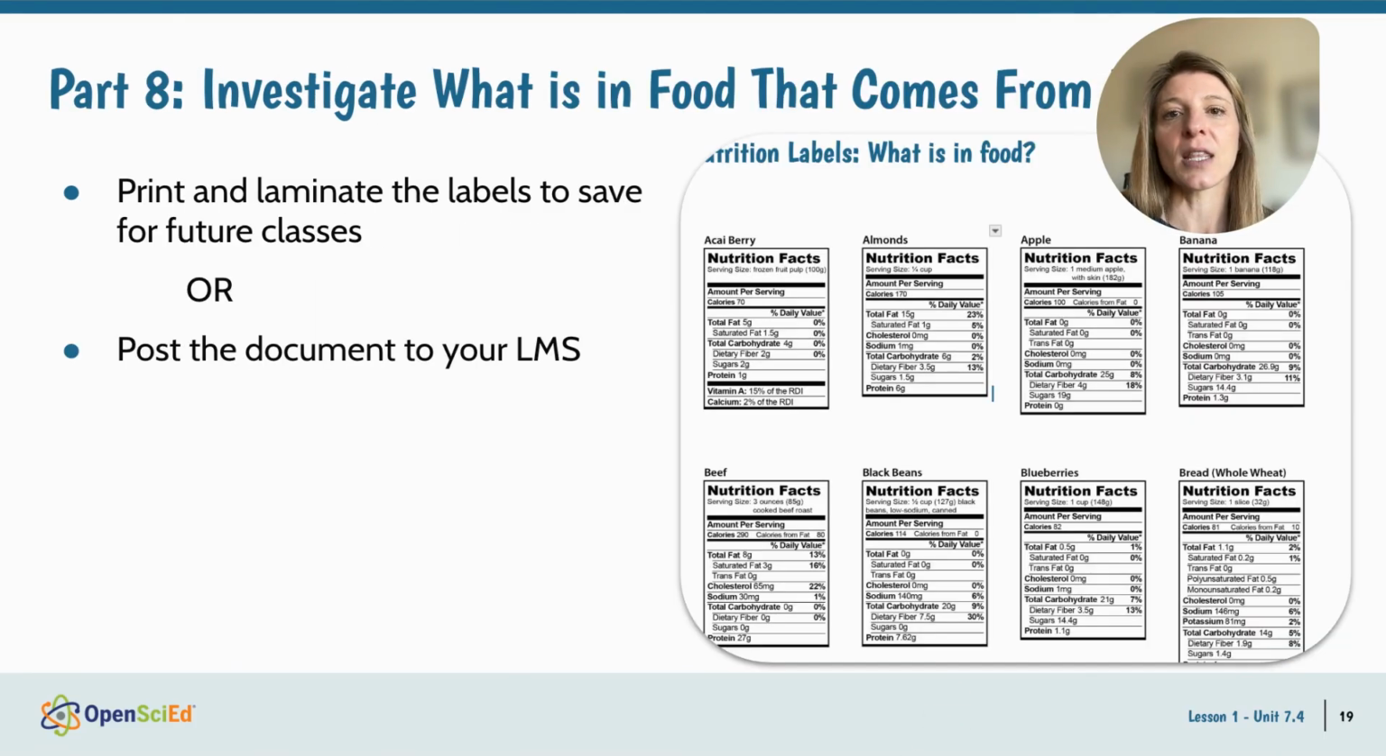In part 8, this is where they do the exploration of the food labels. To save paper and time, one thing I've done before is to print and laminate a class set for pairs to reuse, or I've also posted the PDF to my LMS. In my case, it was Google Classroom. This keeps the investigation moving fast. We don't want to spend a lot of time here.